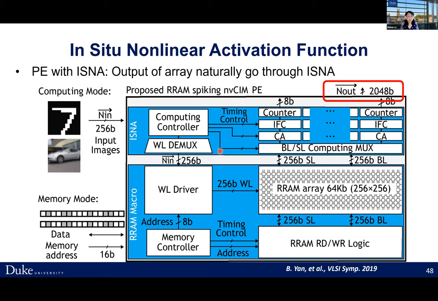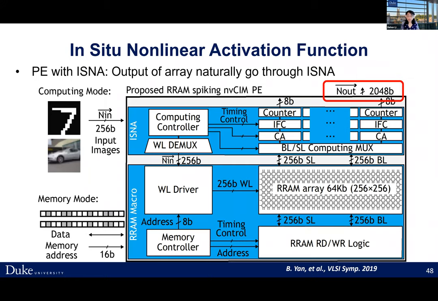The major difference here is on the top, we can provide the input images, and through the word line controls, you supply the inputs to the RAM array. So in computing mode, instead of going through the data read and write logics, the data will go through the top path to the current amplifier, integrate-and-fire circuits, and then the counters in order to generate the output. So this is the overall spiking computing-in-memory processing engine design.